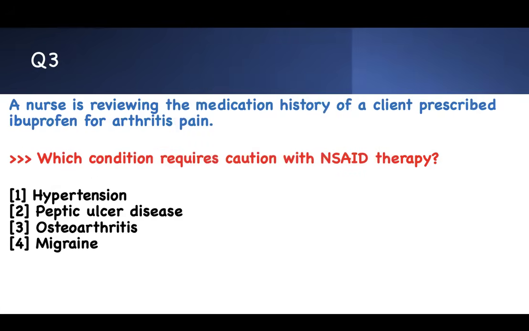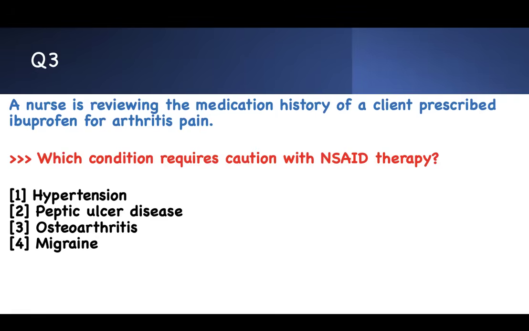And the nurse is reviewing the medication history of a client prescribed ibuprofen for arthritis pain. Which condition requires caution with NSAID therapy? The patient has arthritis, right? And we give them ibuprofen. What condition should you worry about when you give them an NSAID? NSAIDs affect many things. They have multiple side effects.